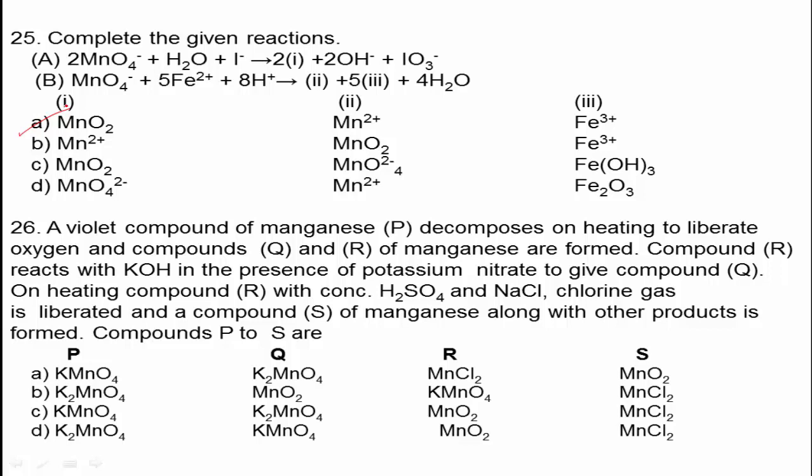See the question once again. A violet compound of manganese P decomposes on heating to liberate oxygen and compounds Q and R of manganese. Compound R reacts with KOH in presence of potassium nitrate to give compound Q. On heating compound R with concentrated H2SO4 and NaCl, chlorine gas is liberated and the compound S of the manganese along with other products is formed.